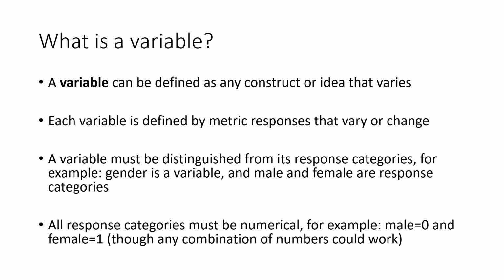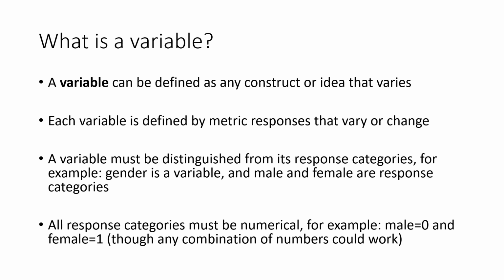So what we do is we attach a number to those categories. Now, it's very important that you're able to distinguish a variable from a response category. I'll give you a few examples. Gender is a variable. It's something that varies. But male and female are not variables. They are response categories that are attached to the variable gender.